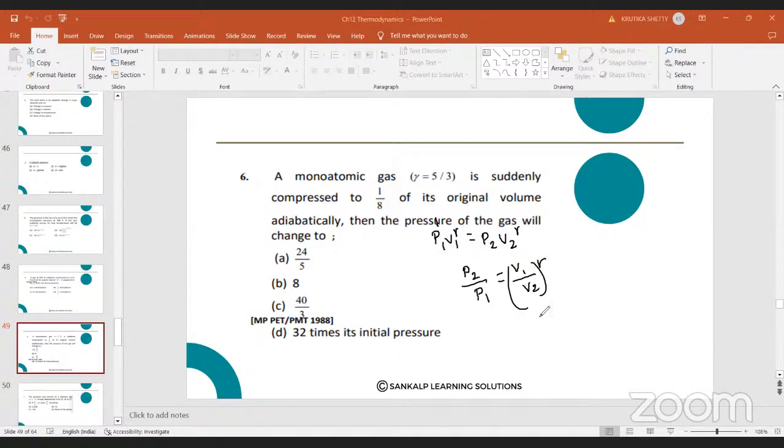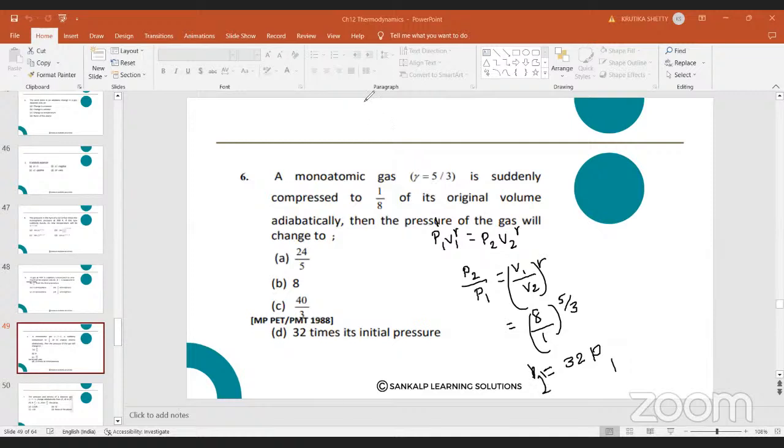When you simplify this, can I write it like this? It will become 8 divided by 1. The gamma value is given in the question. What is the gamma value here? That is 5/3. So what is this? 8 to the power of 5/3. It is nothing but 32 times its initial pressure. So this is equal to 32 of P1, which means your pressure P2 is 32 times the initial pressure P1.